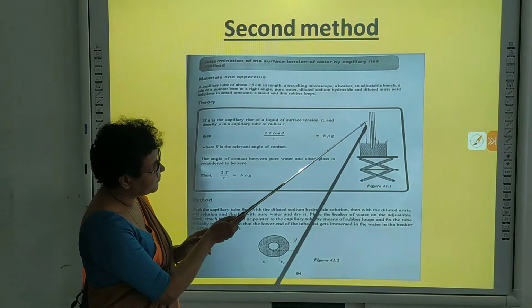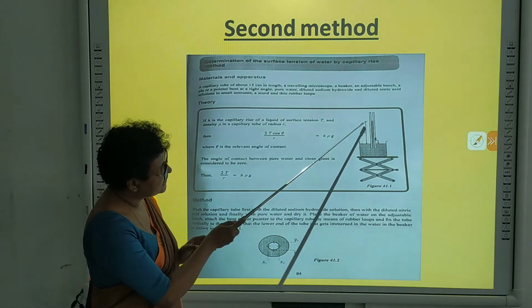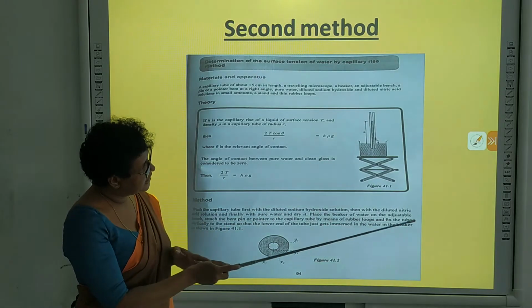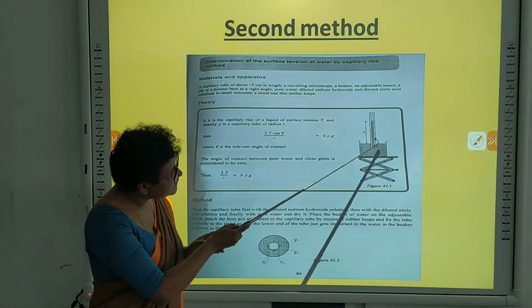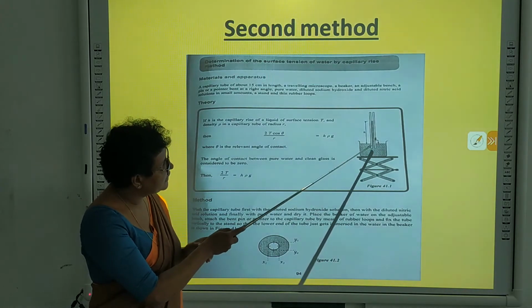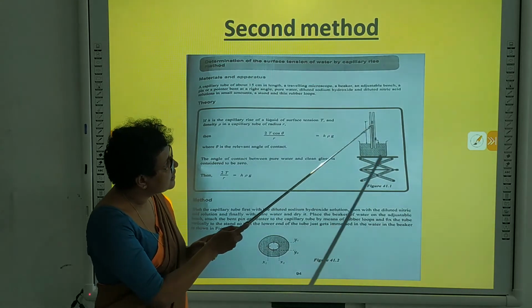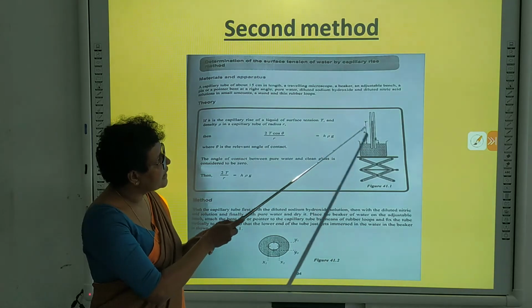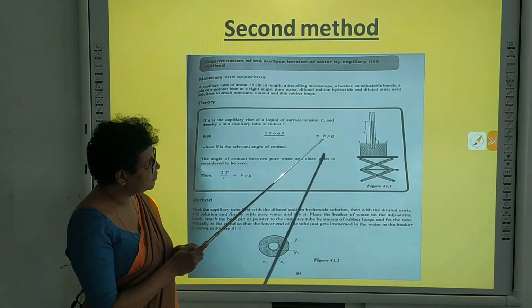Focus here, after the capillary rise ended, focus on the meniscus and get this reading. Take out the beaker, right? The hook should touch the surface of the liquid. Then you take out the beaker, focus on this hook and measure this point. Now this gap will be H. This reading minus this reading will give H.